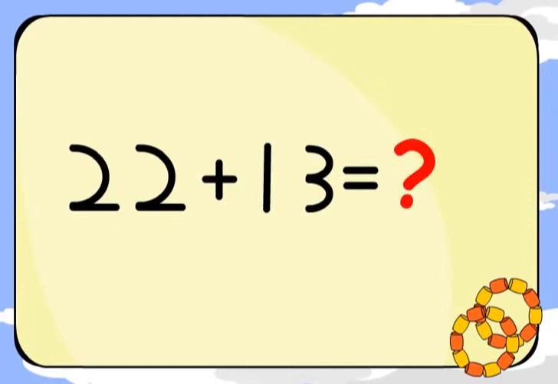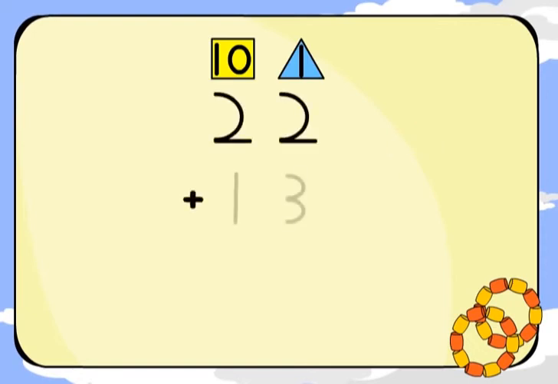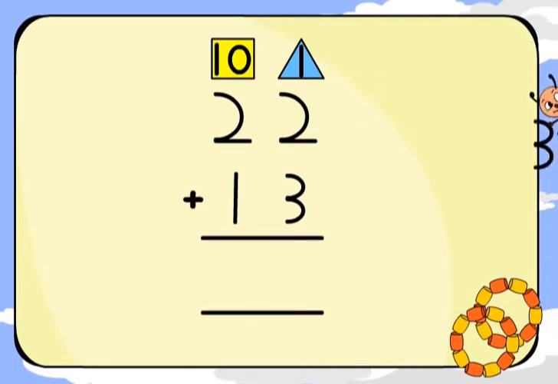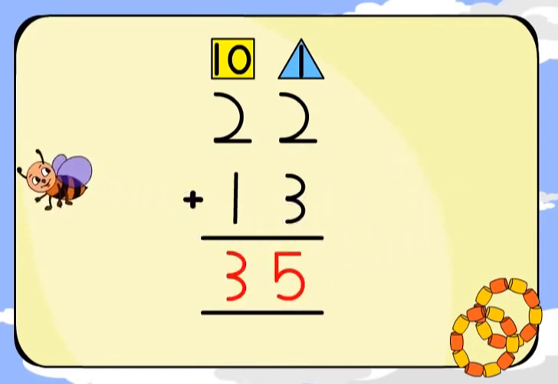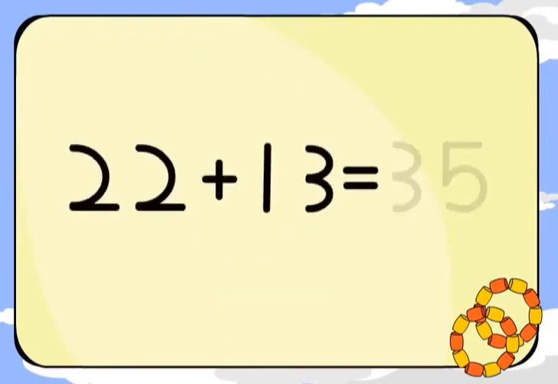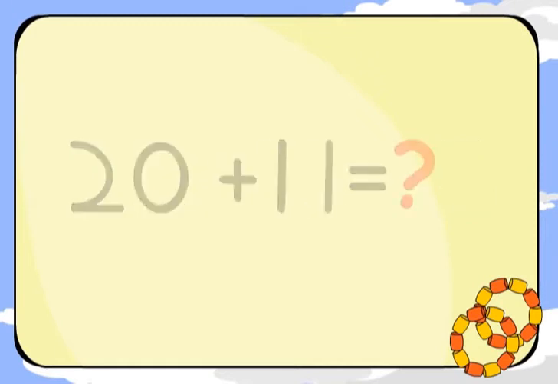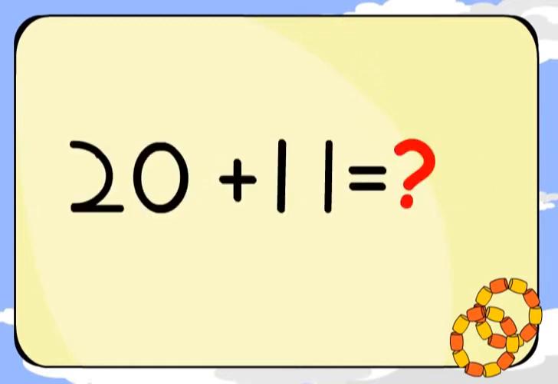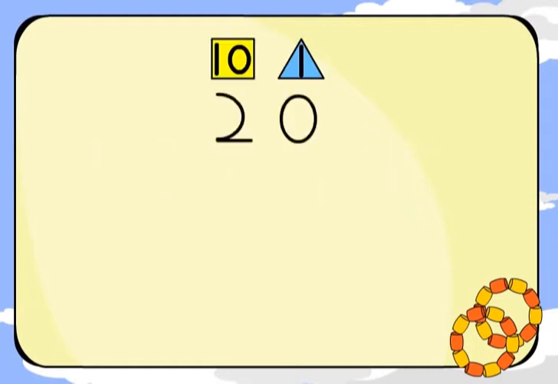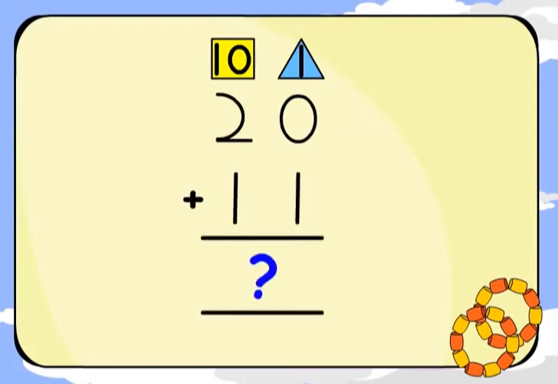22 plus 13. 22 plus 13 is equal to 35. 20 plus 11. 20 plus 11 is equal to 31.